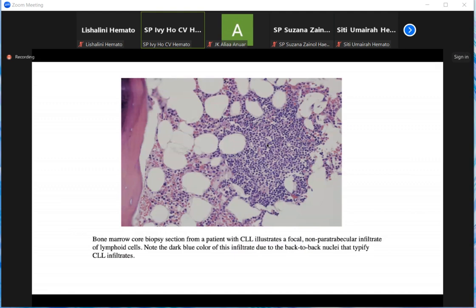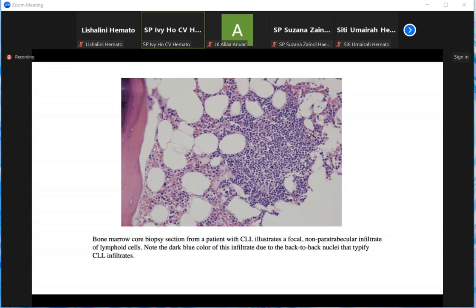Okay, this is a marrow core biopsy from a patient with CLL in a nodule form, right? They are far away from the bone, the trabeculae. They are not sticking onto it, not close to it. Look at this as compared to the surrounding normal hematopoietic tissue, right? You should be able to appreciate them on low power because these infiltrates appear dark blue. It will catch your eyes when you are screening the trephine.